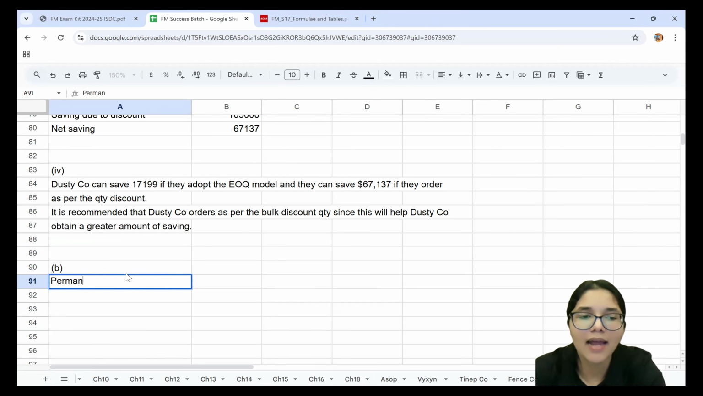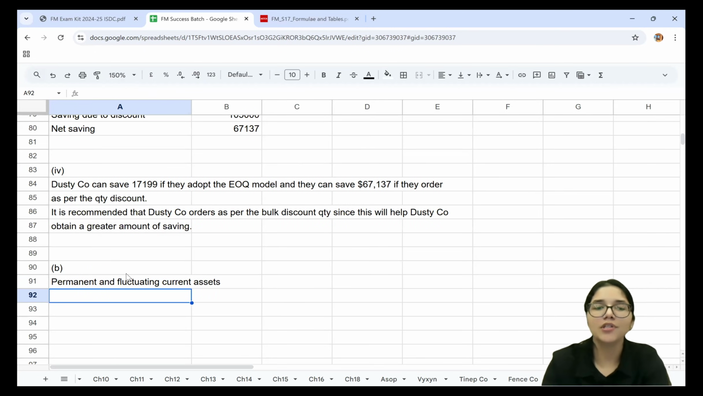So permanent and fluctuating current assets, this is the first thing that you can talk about. How will you explain this point? With permanent and fluctuating current assets, where should the permanent current assets be financed from? Yes, long term. And where should the fluctuating current assets be coming from? From the short term. Absolutely right.